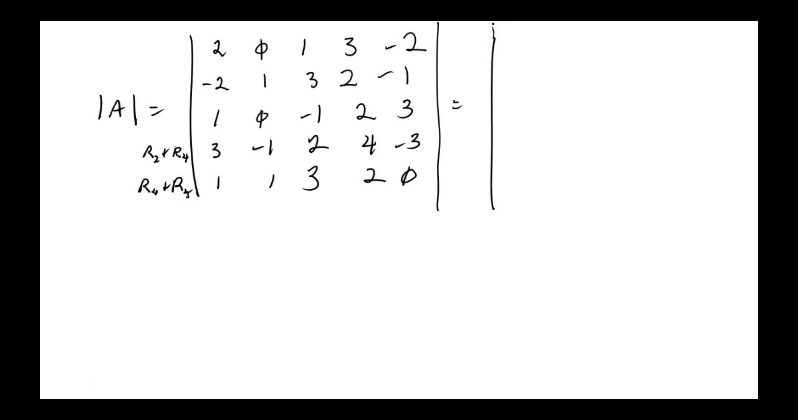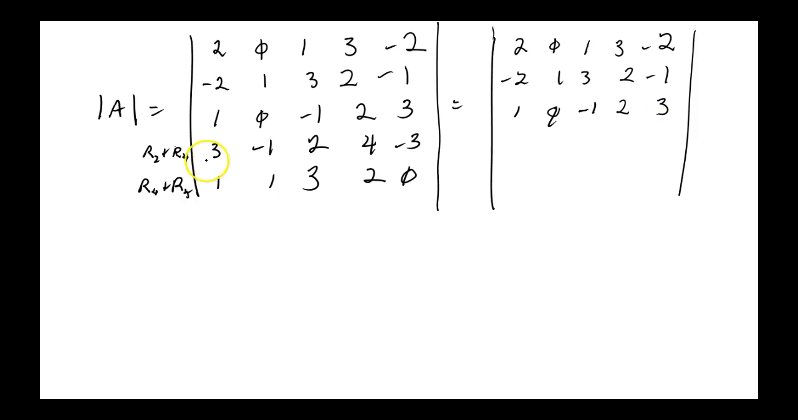So let's do this. We're going to leave the top row alone, 2, 0, 1, 3, negative 2. We'll leave the second row alone: negative 2, 1, 3, 2, negative 1. Then we'll leave the third row alone: 1, 0, negative 1, 2, 3. But first we're going to do the fifth row. We're going to add row 4 and row 5, and that gives me 4, 0, 5, 6, negative 3.